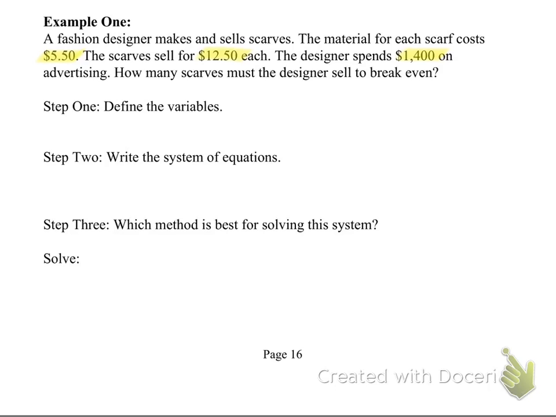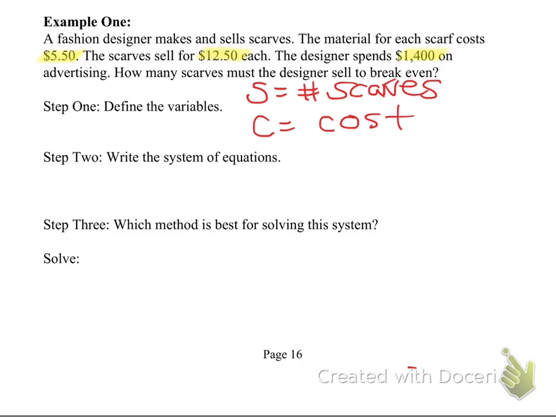So our first step that we need to do is define those variables. One big thing that we have is we want to figure out how many scarves, so we can just say that's S, the number of scarves she needs to sell to break even. And then our second variable is going to be the cost. How much money she's either going to make or break even with.